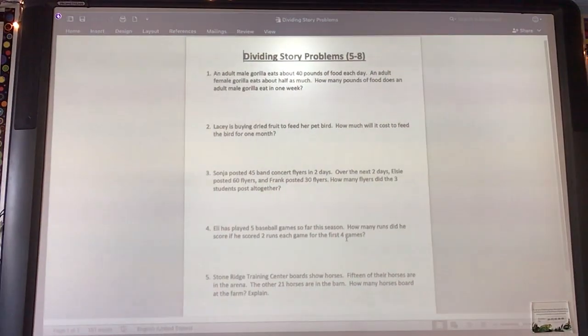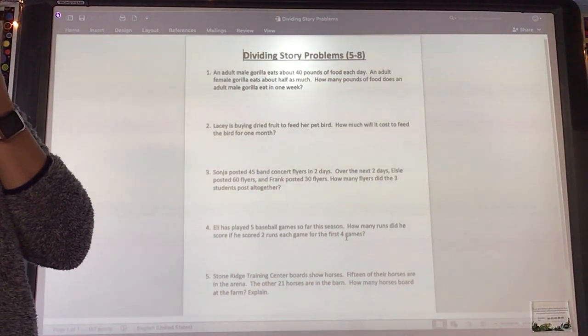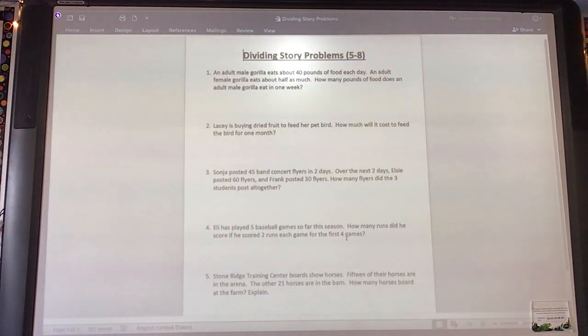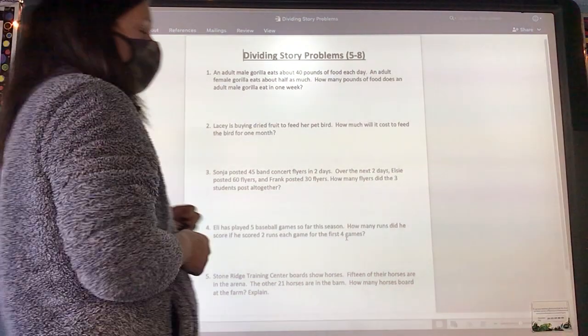Bradley? Yep. Malia? Me and Jake thought it was not solvable because they didn't have the fifth one, but then we saw it never asked how much in total or when we asked about the fifth game. Yeah, that one was a tricky one for sure.